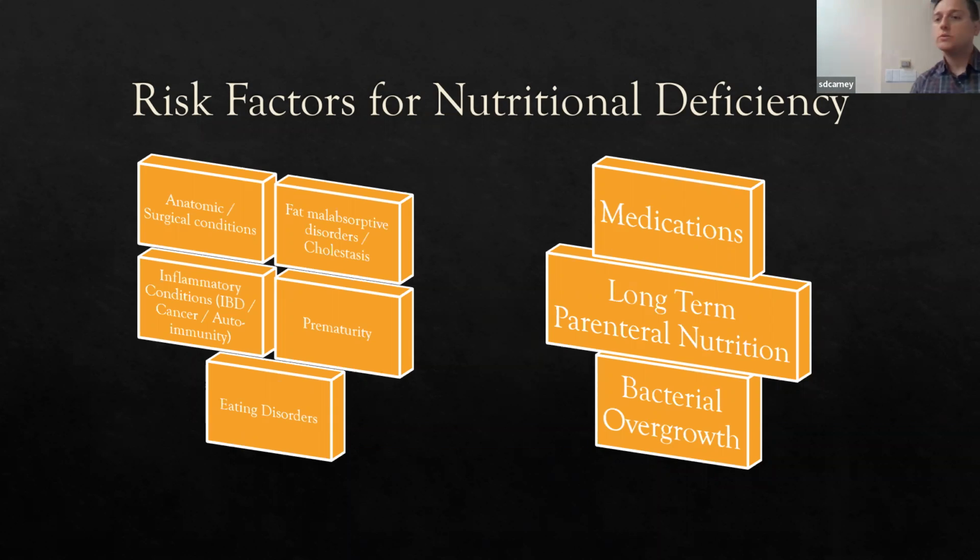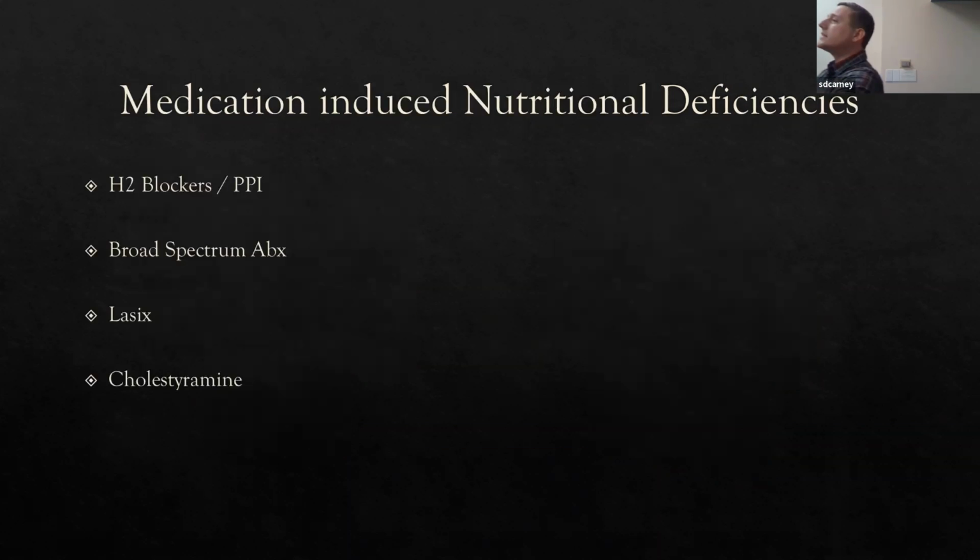All right. So, talking about medications. Here's a list of the 4 medications that can induce some nutritional deficiencies. What I want you guys to do is, for each one, if you name a nutrient that can be affected by it, you get a point. All right. So what do H2 blockers or PPIs affect when it comes to micronutrients and their absorption, the things that we can actually have a problem processing? Same thing for broad spectrum antibiotics, Lasix and cholestyramine. Okay. All right. You have 45 seconds. Go.